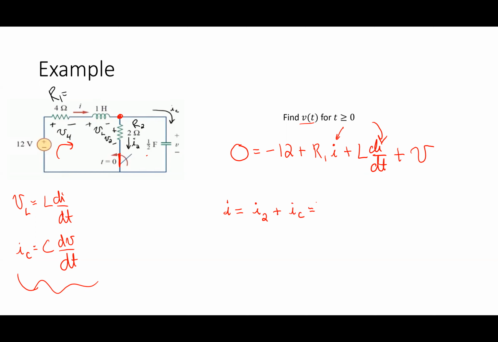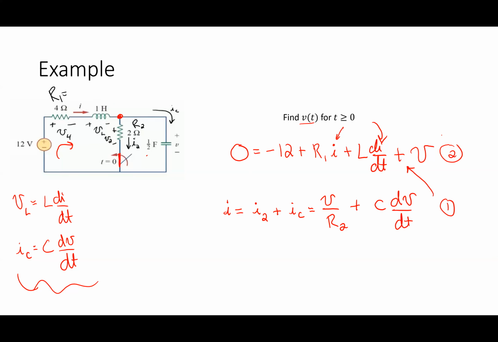Well, I2 is just V2 over R2. Yep, and since the voltage on that 2 ohm resistor is the same as the capacitor, it's the capacitor voltage divided by R2. And IC is C dV/dt. Now looking at that, I have two equations and two things I don't know, I and V. I can combine those and get one differential equation. That means that equation 1 needs to go into this one that I'm going to call equation 2.